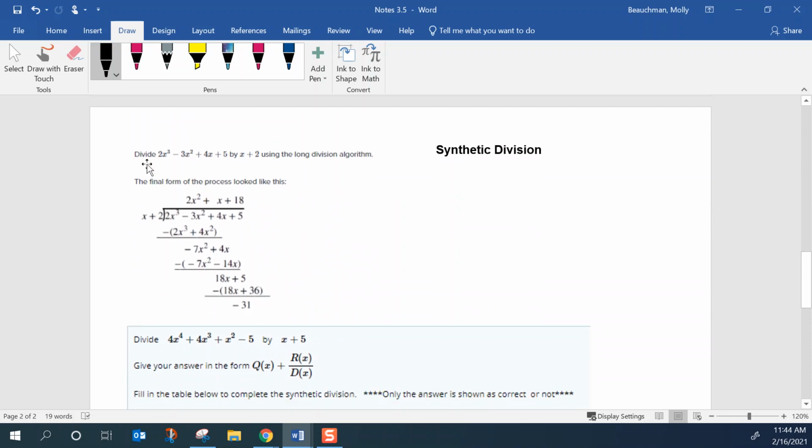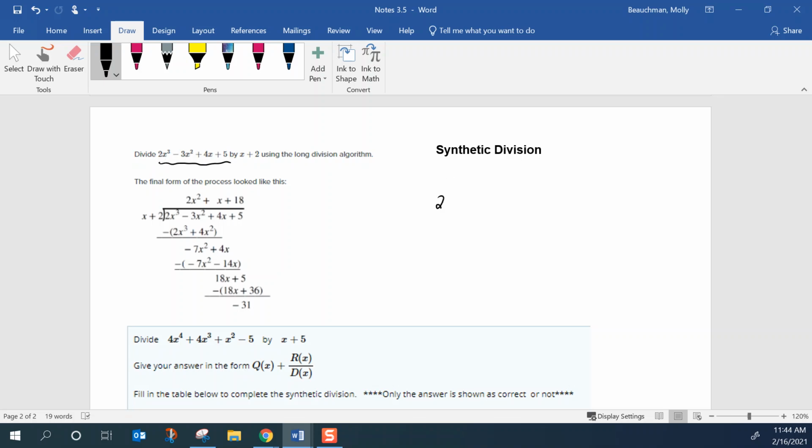On the left-hand side, we have divide 2x to the third minus 3x squared plus 4x plus 5 by x plus 2 using the long division algorithm. So this is what it looks like with long division. It's very similar to the problem that we just did. What synthetic division does is it uses the numerical coefficients only. Again, make sure if you start with 2x cubed that you have an x squared term, an x term, and a constant. If one of those is missing, you put a 0 in to hold place. So we use the coefficients only.